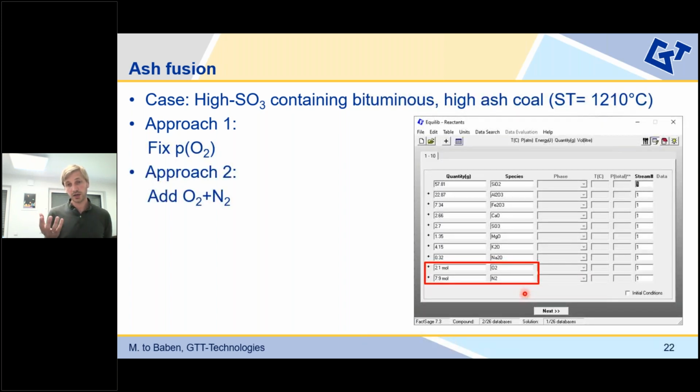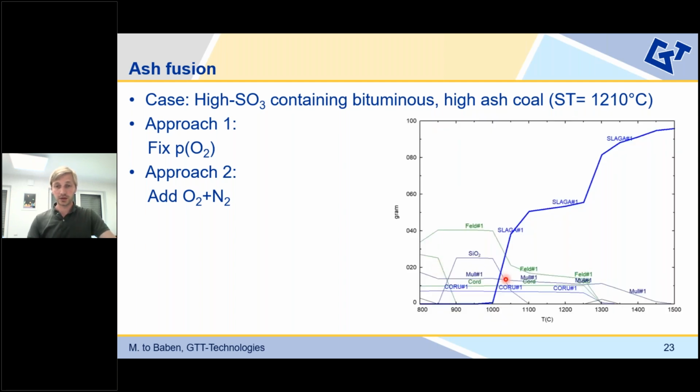So the approach I prefer and I suggest is to add oxygen and nitrogen, actually a rather significant amount of oxygen and nitrogen. Here I have inserted 2.1 mole of oxygen and 7.9 mole of nitrogen. The amount of oxygen and nitrogen that I used was set in such a way that the sulfur content is much smaller than the oxygen content we have in the gas phase here. Okay, in this case, we have only solid phases up to 1000 degrees C. There we have the initial melting of the first phases.